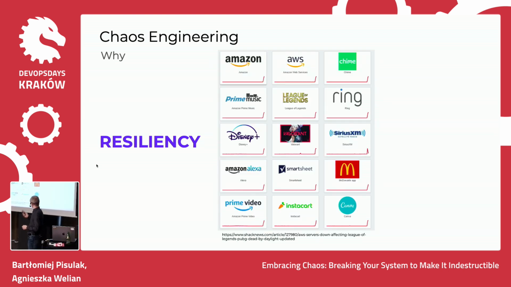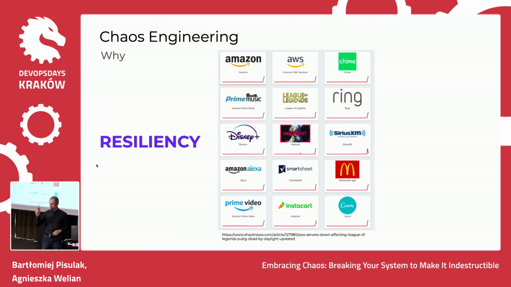What you can see on the screen right now is a screenshot from the Down Detector website, showing how a single outage may cause problems for different services. This was in 2021, I guess it was the 7th of December, if I recall correctly, when AWS had a really huge outage. As you can see on the screen, it affected not only Amazon itself, but also other websites like Disney, Sirius, McDonald's, Prime Video. But this is not everything. It had an even bigger impact.